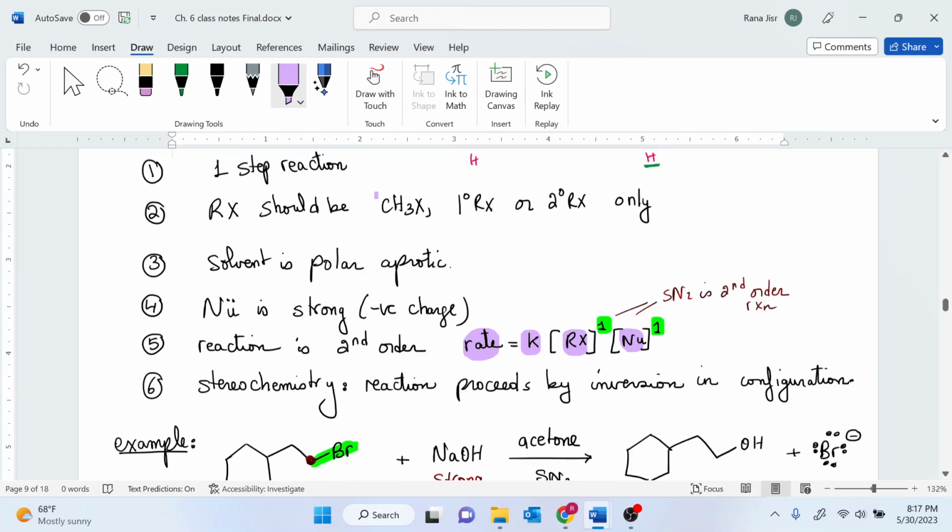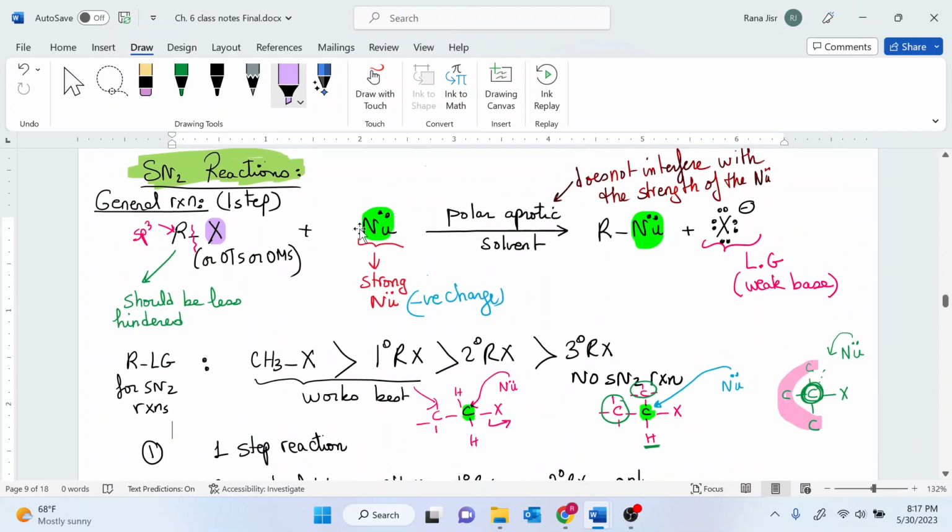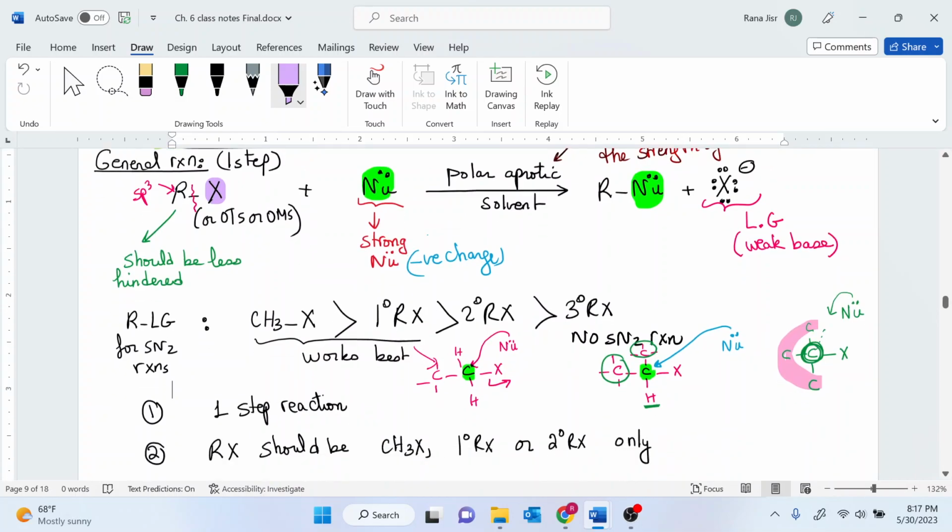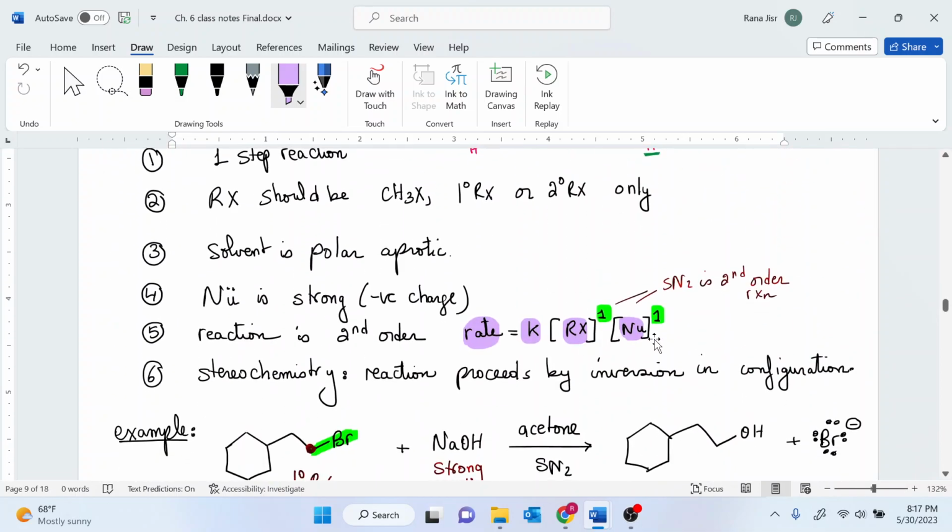In the reaction, I have the reactants being the nucleophile and the alkyl halide. This is why the rate depends on both of them. So let's say, for example, if the concentration of the nucleophile increases, then the rate is going to increase. If the concentration of the alkyl halide decreases, then the rate is going to decrease. Decreasing the rate means that it's going to be a slow reaction. Increasing the rate, then it's going to be a fast reaction.